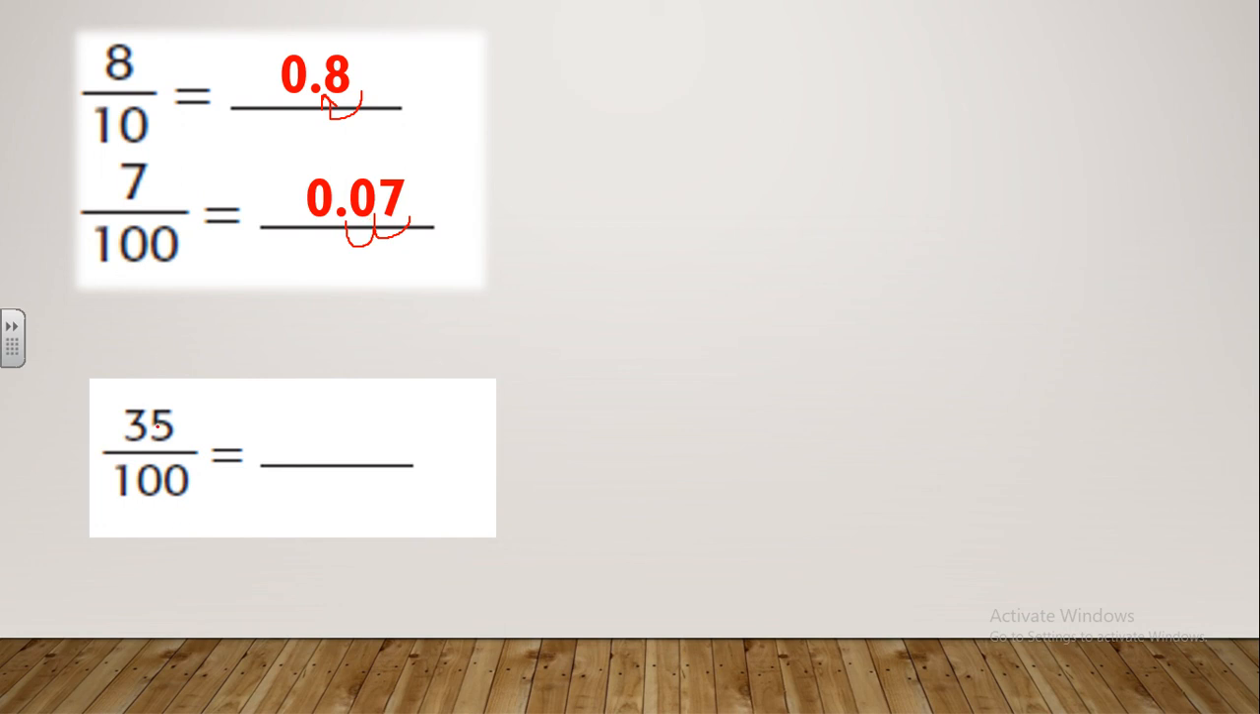Let's see here. Here we have 35 over 100. Who can tell me? Super, I can hear you. We will write 35, then we will put the point after two digits, so that will be 0.35.